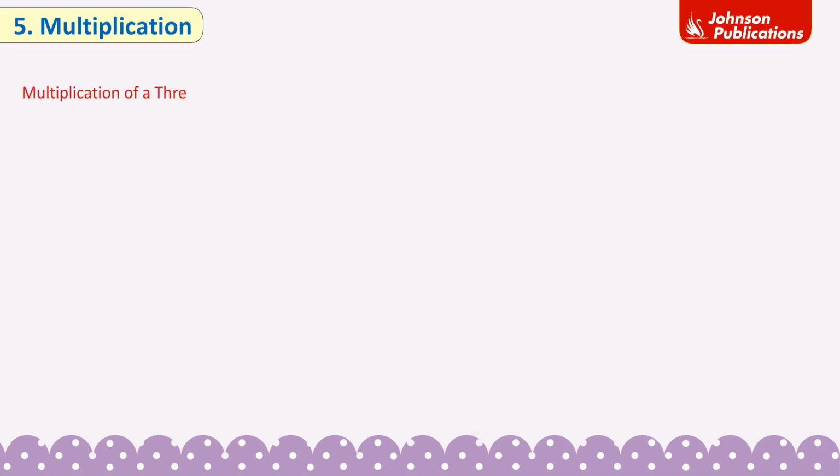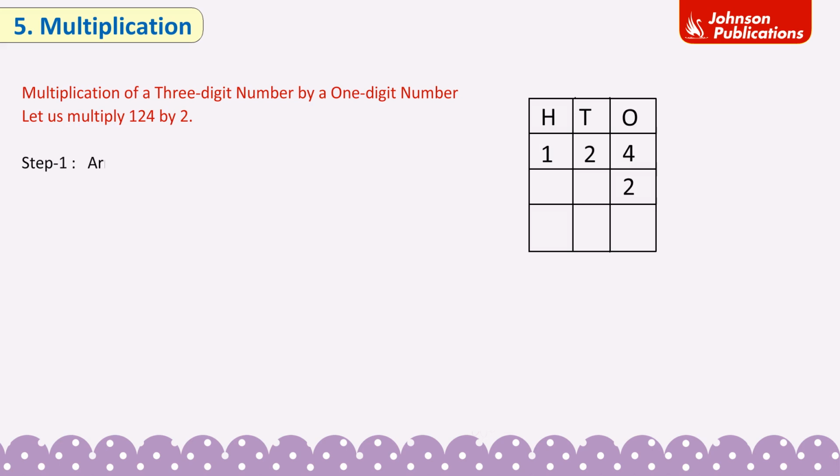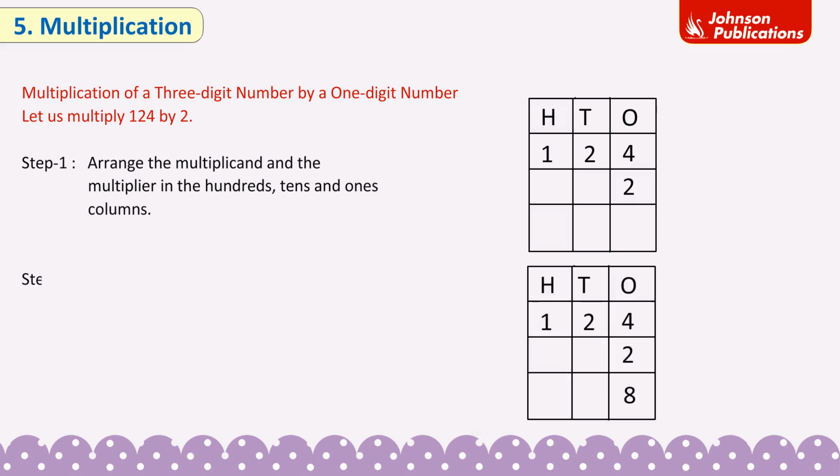Multiplication of a 3-digit number by a 1-digit number. Let us multiply 124 by 2. Step 1. Arrange the multiplicand and the multiplier in the hundreds, tens and ones columns. Step 2. Multiply 2 with the digit in the ones place in the multiplicand. 2 multiplied by 4 is equal to 8.